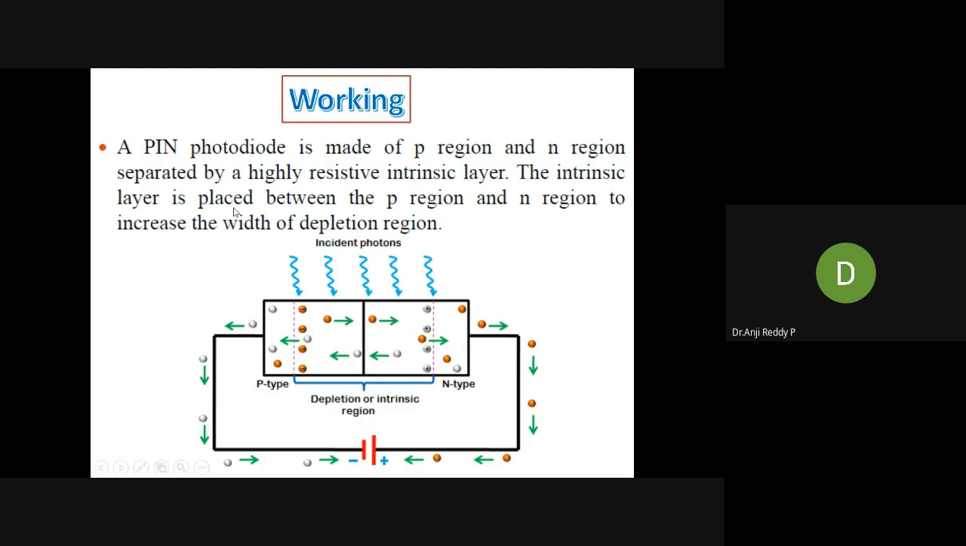That intrinsic layer is placed between the P region and N region to increase the width of the depletion region. Generally, in case of reverse bias, tell me the answer. In case of reverse bias, does the width of the depletion region increase or decrease?